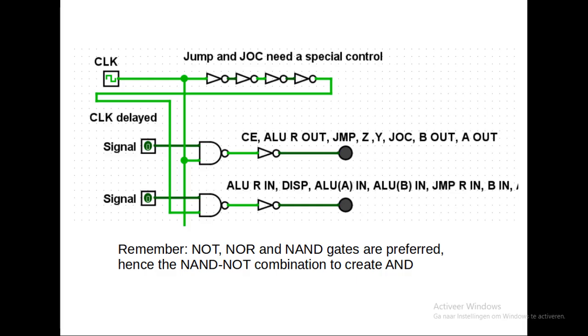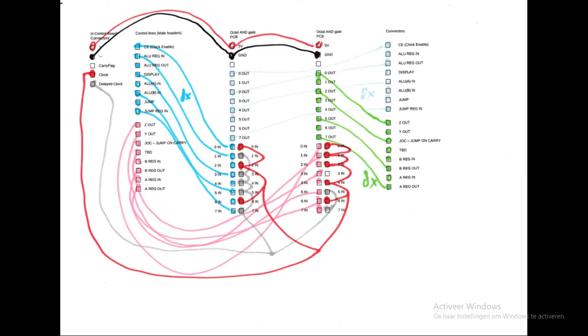Here you see which control items are delayed and which are not. So CE, ALU, register out, etc. is direct, but the in register in, the ALU register in, the display, the ALU A in, ALU B in are delayed. To get a good result for synchronization, I AND the signal with the clock. But because AND is not a good gate to use in my system, I have used a NAND gate and a NOT gate. I've done this for every channel except one which we don't use yet.